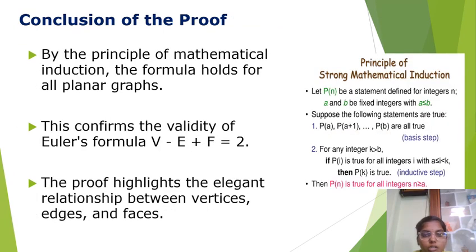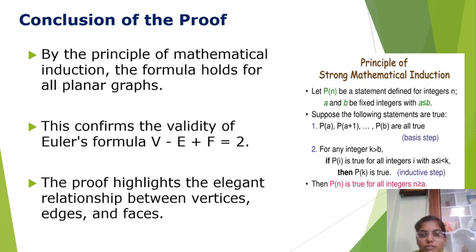Conclusion of the proof. By the principle of mathematical induction, the formula holds for all planar graphs. This confirms the validity of Euler's formula, V minus E plus F equals 2. The proof highlights the elegant relationship between vertices, edges and faces.